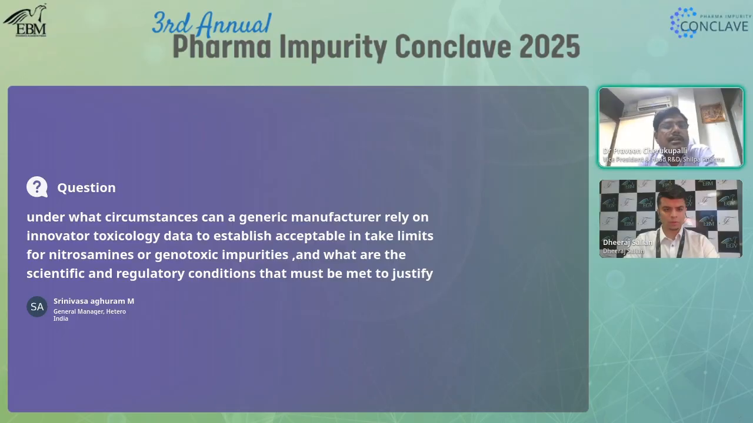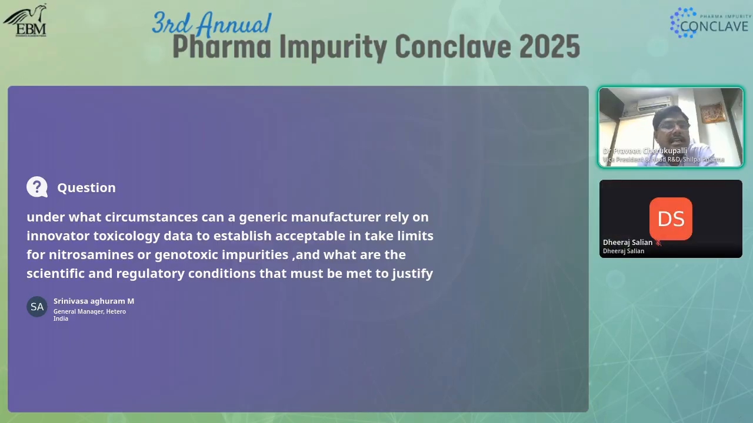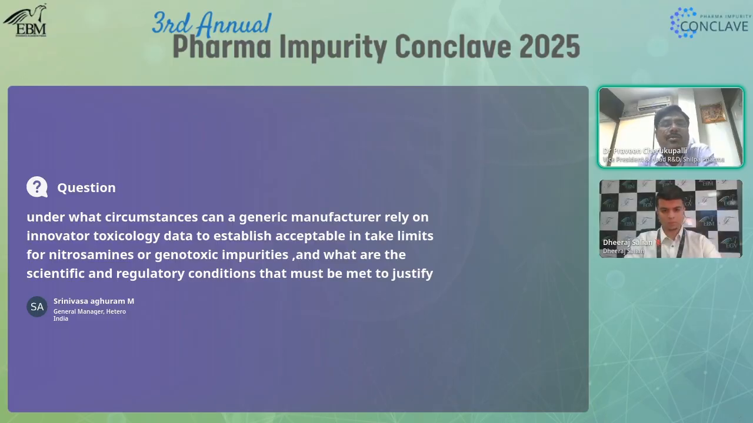Under what circumstances can a generic manufacturer rely on innovator toxicology data to establish acceptable intake limits for nitrosamines or genotoxic impurities, scientifically and regulatory? Although the innovator will do the scientific approach, he won't disclose anything. Obviously, we have to follow our own scientific approaches in establishing the limits for nitrosamine or genotoxic impurities. We can't rely.